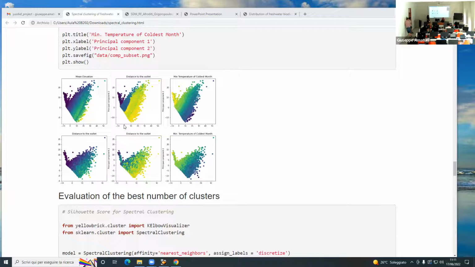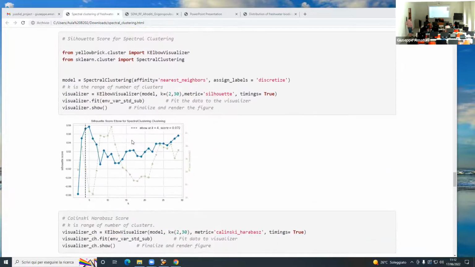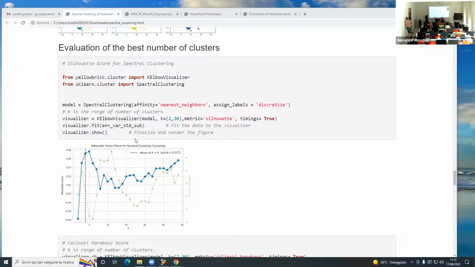Yeah, so for the spectral clustering, you have to define the number of clusters you want to have. To do this evaluation, I used the silhouette score and the Calinski-Harabasz score. The scores evaluate how similar an object is to its cluster compared to the other clusters, and how well the clusters are split.